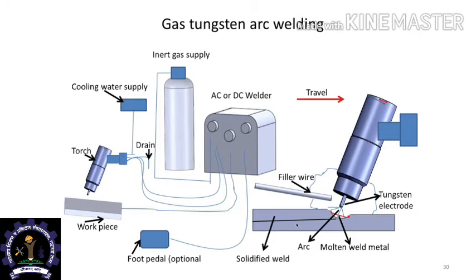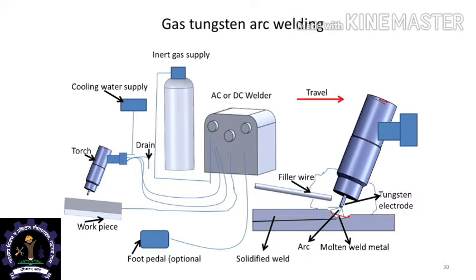So, here is a schematic of the GTAW process, which is also called the TIG welding process. This is one of the most popular manual welding processes that can be done when there is no deposition of material involved, and it is also the welding process of choice for aluminum alloys.